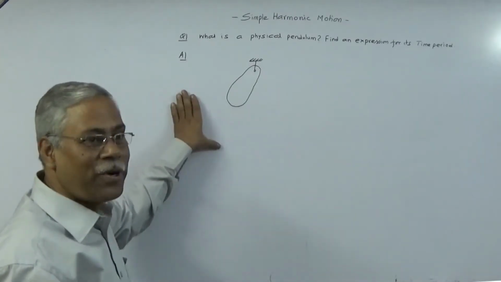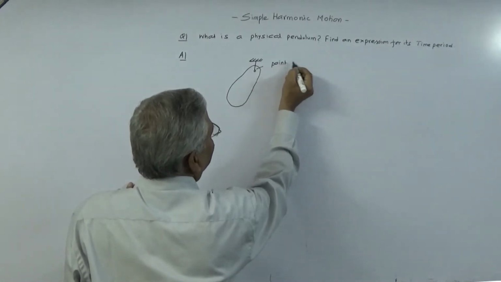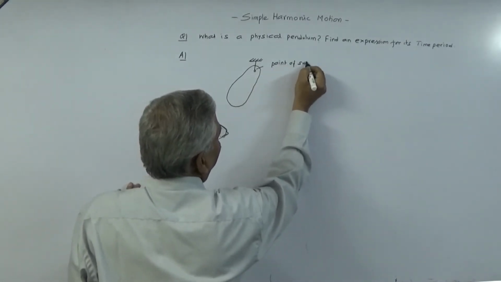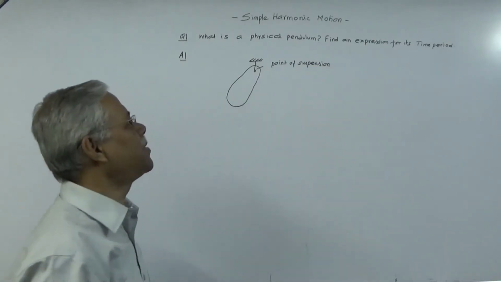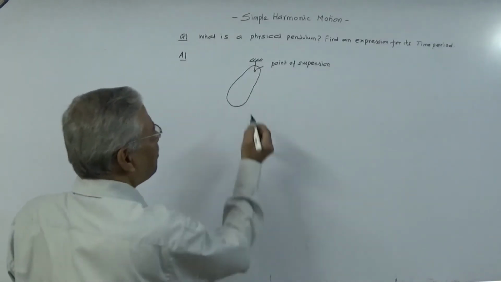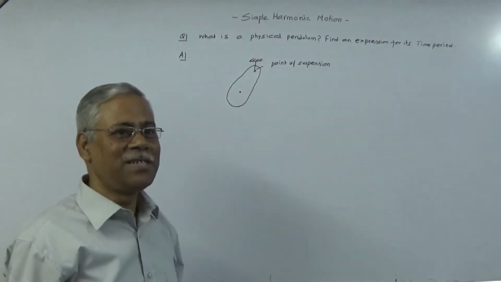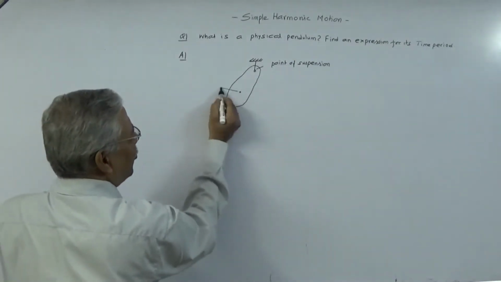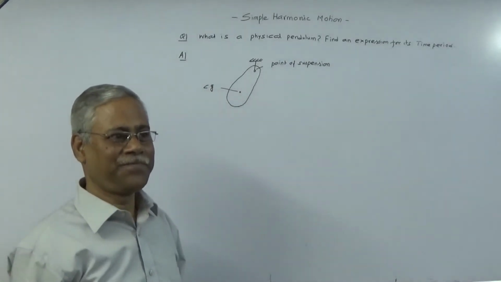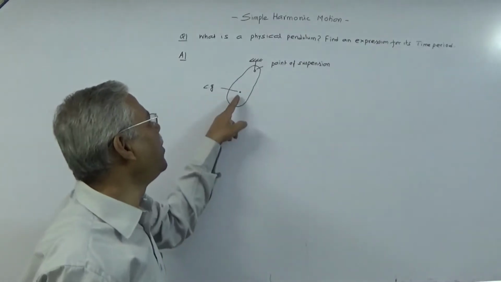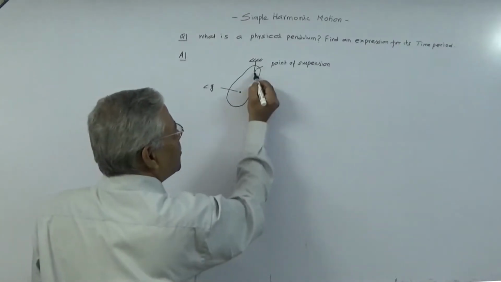So I have shown a rigid body. This is the point of suspension, and there is another point in it, which is CG, the center of gravity of the body. Can the body remain in equilibrium in this position? Obviously not. It cannot remain in this position.